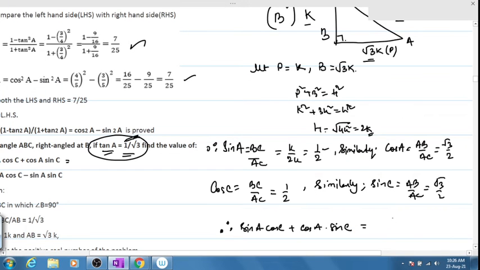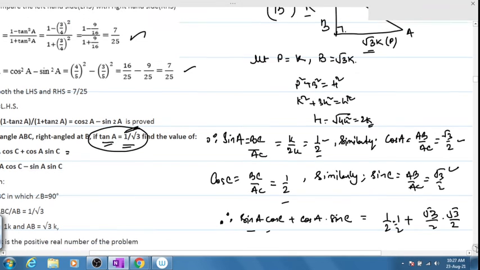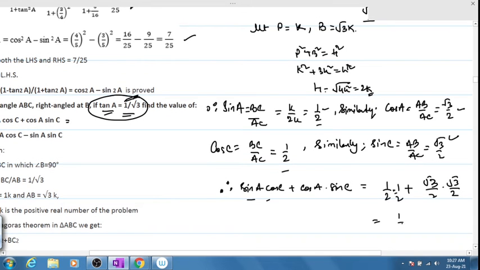Multiply. Look out here: sin A cos C. This into this means 1 by 2 into 1 by 2, plus this one into this one. Our work is done. Nothing difficult. This will be 1 by 4 plus 3 by 4. 1/4 plus 3/4, I don't think you have to tell me that it's 1.